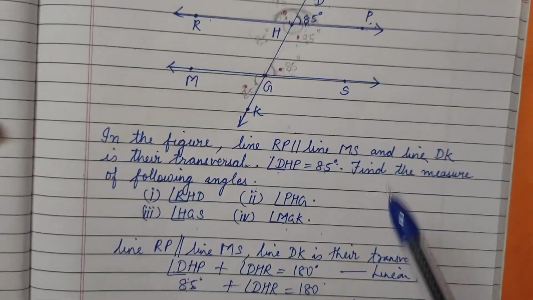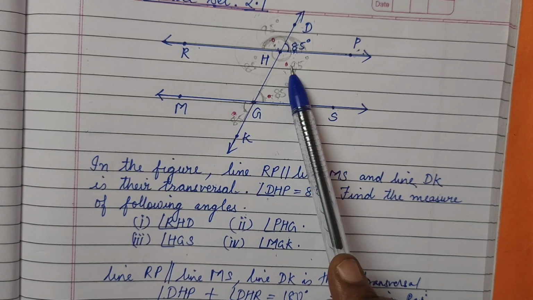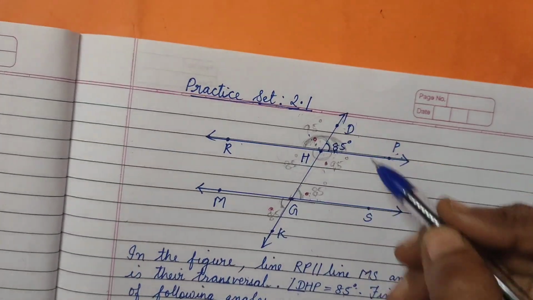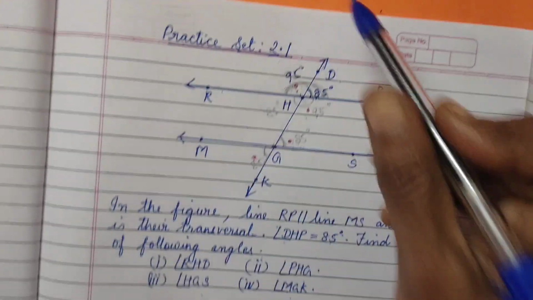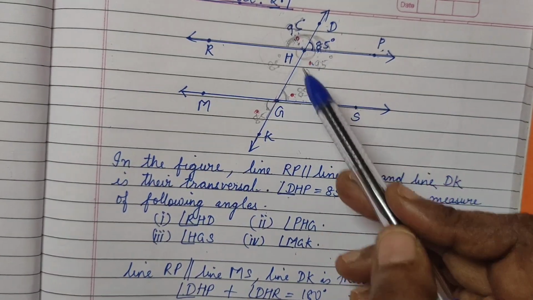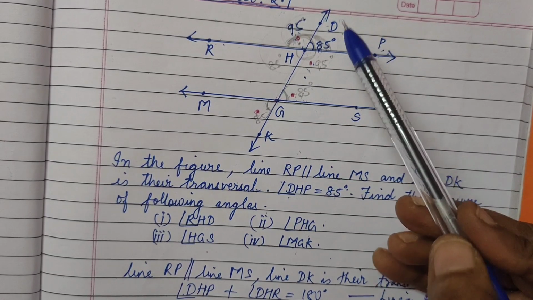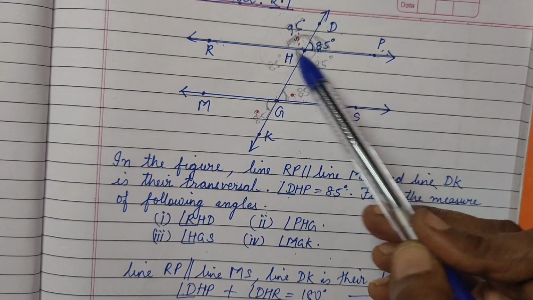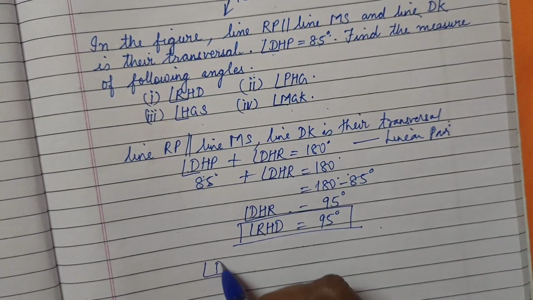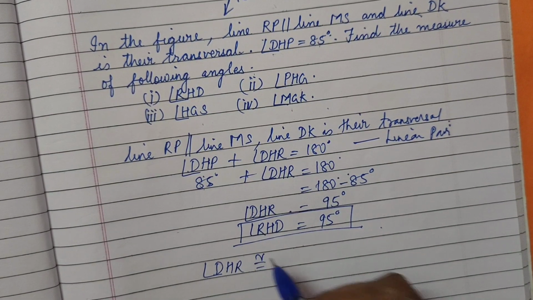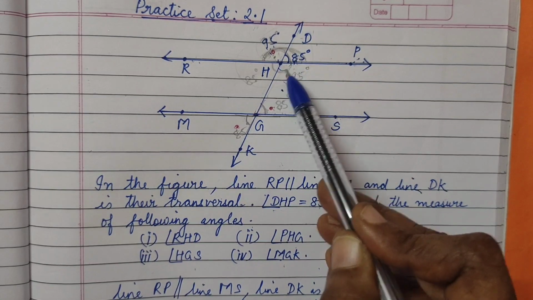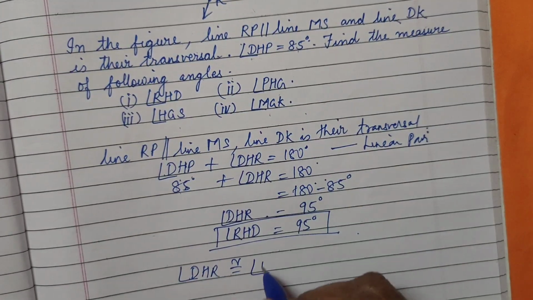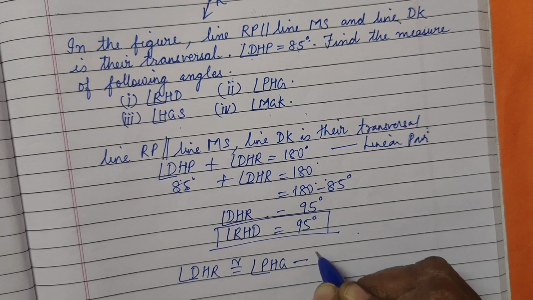Now let's go for the other one. We want this, the red dotted one also. This we got as 95 just now, so I'll write it here. This is 95, we got it. So what can you say about this? These two are vertically opposite angles. So how should we write? Angle DHR is congruent to its opposite angle. That should come, right? So PHG. PHG. So you will write it vertically.